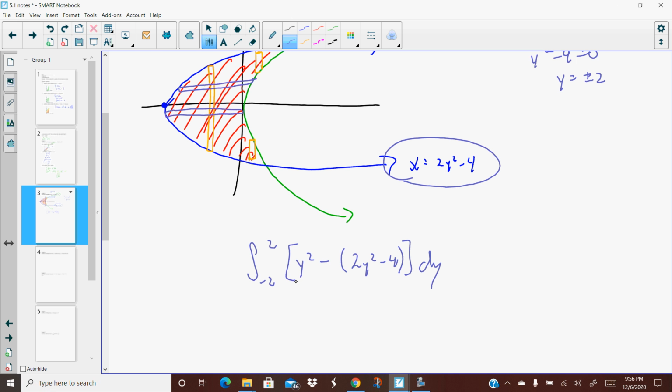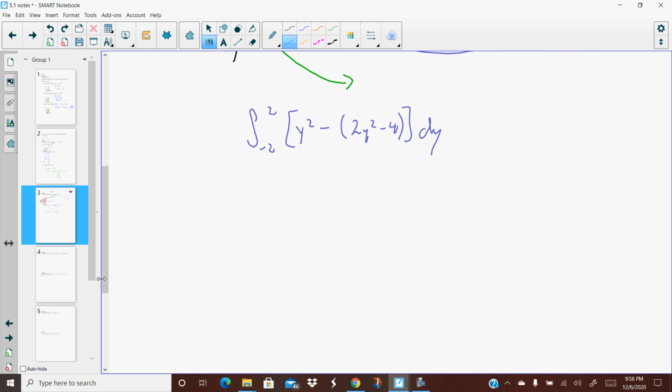All right, so I strongly suggest when you do these, simplifying algebraically within your integrand first, then taking your integral. So y squared minus 2y squared is negative y squared. Distributing the negative in there, you're going to get plus 4 dy. Now we'll take our antiderivatives, so we get negative 1/3 y cubed plus 4y, and we will evaluate that from negative 2 to positive 2.